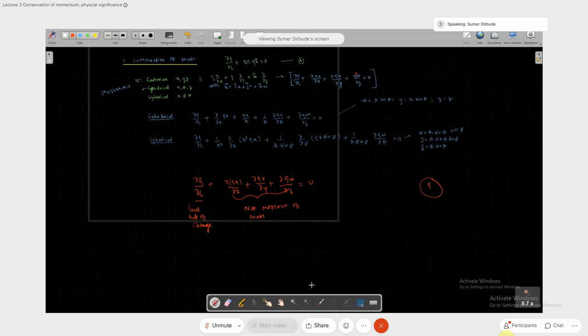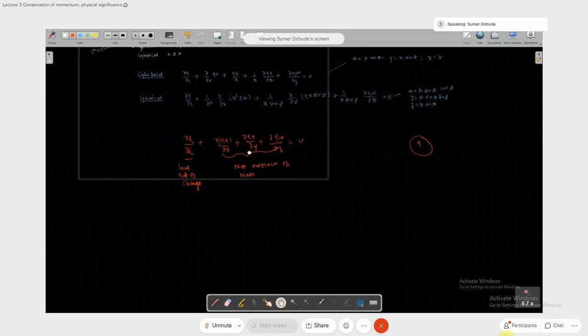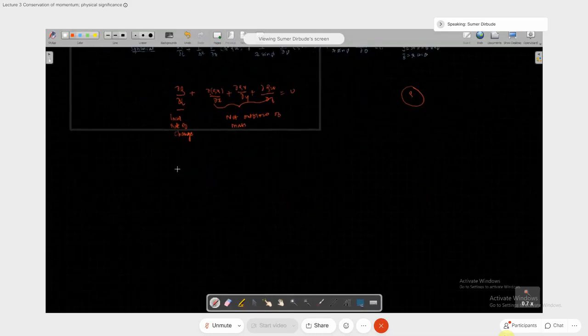Now this particular form is called the conservative form. When all these variables are within the derivatives, it is called the conservative form. Now we want to convert this conservative form into non-conservative form, and using some special property, we want to simplify this equation. That is the purpose.